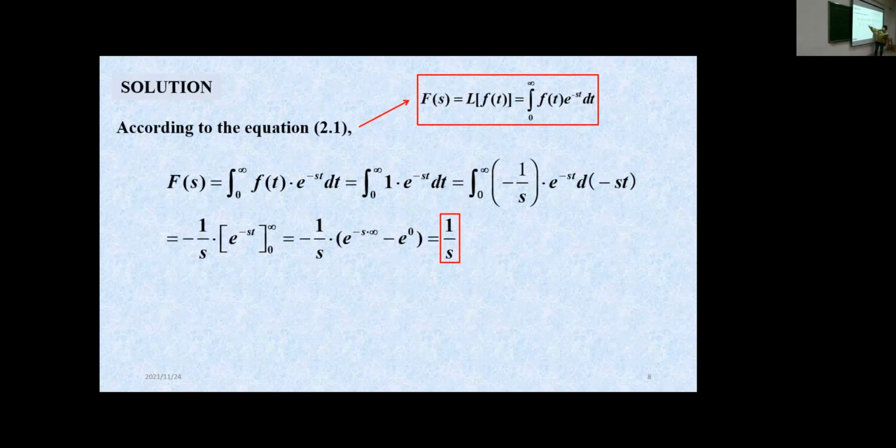And we can rewrite this as this one. Then we have e to the negative s times infinity. What is the value of this? 0. 0 minus this is what? 1. So we get a minus 1 here. Minus 1 times minus, then we get 1 divided by s. So this is what? The Laplace transform of a unit step function.